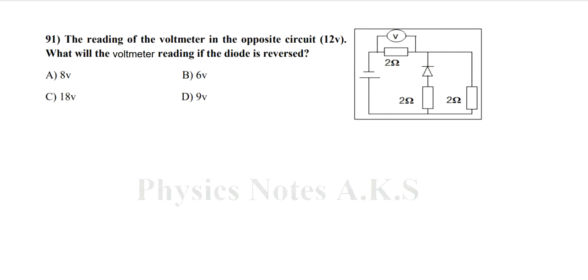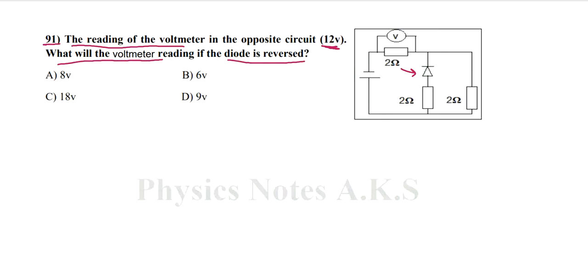We have question 91. The question says, the reading of the voltmeter in the opposite circuit is 12 volt. What will be the voltmeter reading if the diode is reversed? They're asking if we reverse this diode, how will the voltmeter reading change?